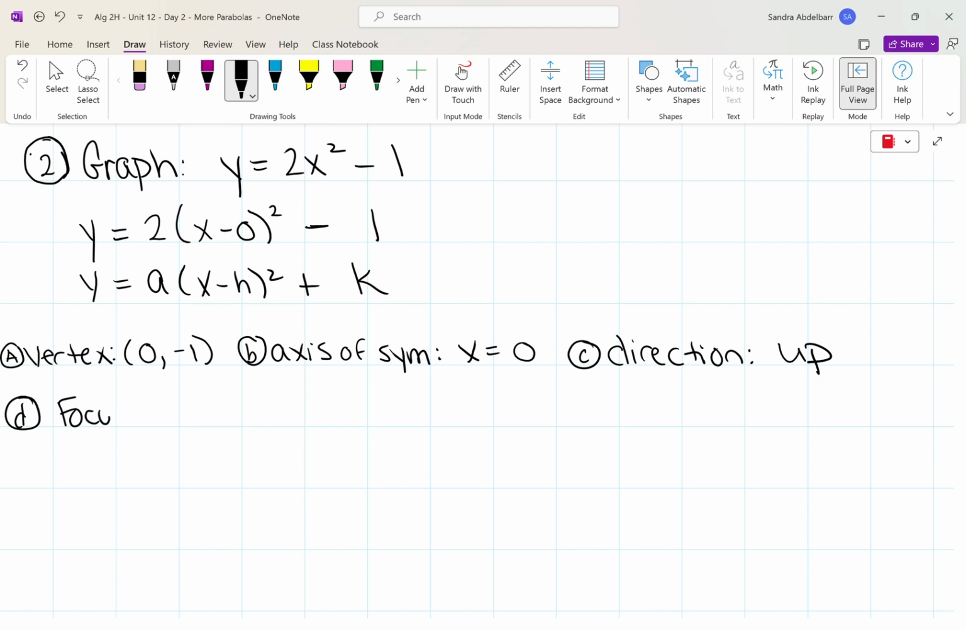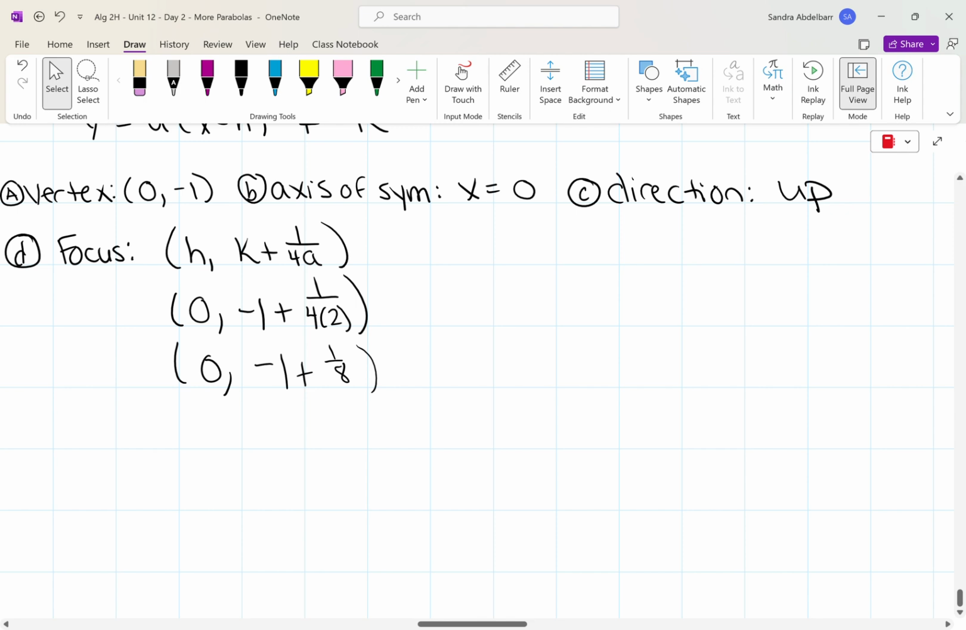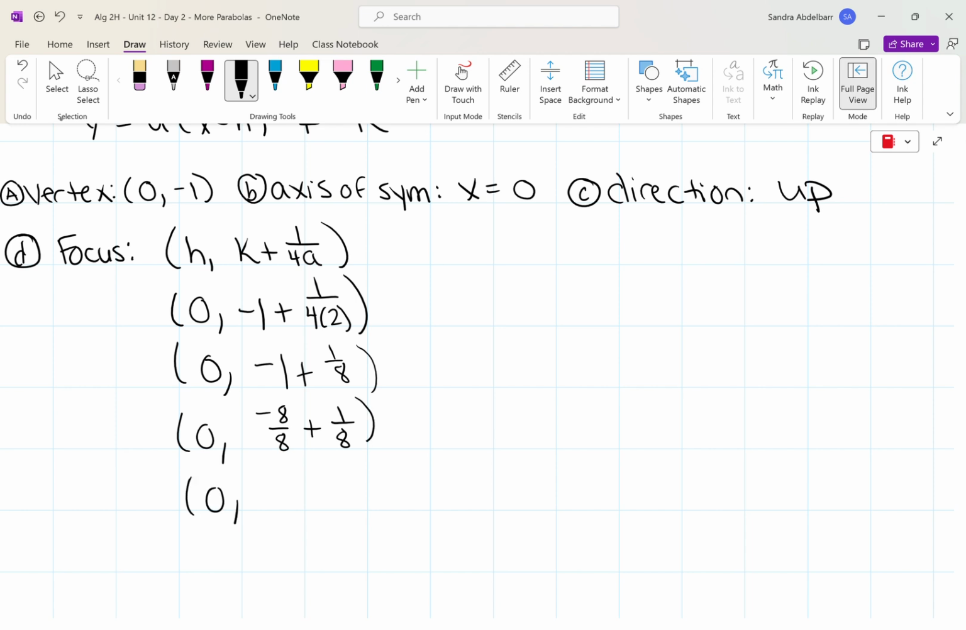All right, next thing we need to find is our focus. And our focus will be h comma k plus 1 over 4a. So my h is 0, then my k is -1 plus 1 over 4 times 2. So we're 0, comma, -1 plus 1/8. Is this a -1/8? 1 and 1/8? No. Right? If you want, you could make common denominator, and you'd get -8 over 8 plus 1 over 8. So that's going to be -7 over 8.